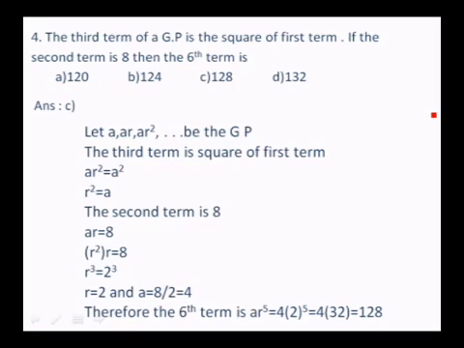So, if you just use the data one by one, you take the GP as a, ar, ar square, and use that ar square is equal to a square and also ar is equal to 8, then you get the value of this ar to the power of 5.